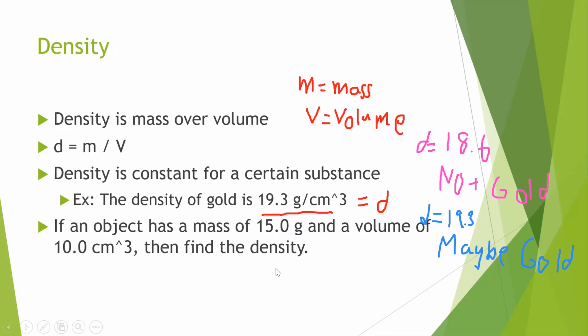Okay, so here's an example problem. This is a short calculation, so please PM me in the chat when you get the answer. If an object has a mass of 15.0 grams and a volume of 10.0 centimeters cubed, find the density. And please write your answer in the form grams per centimeter cubed, which should be consistent with the units I gave. So please PM me the answer in the chat when you have the answer. And just calculate the density using this little equation right here. We have M and we have V.